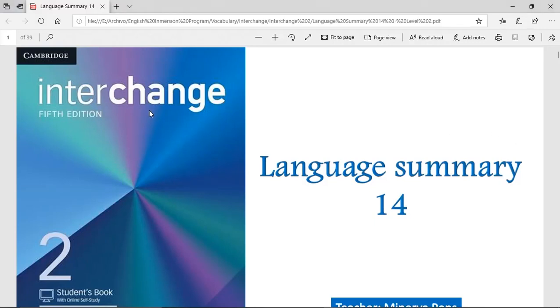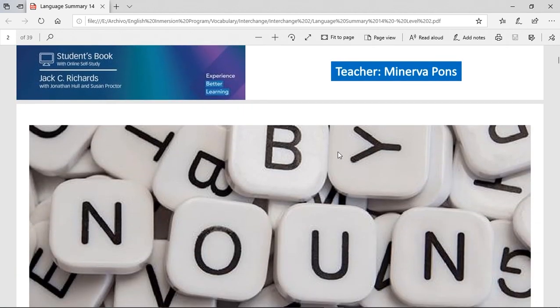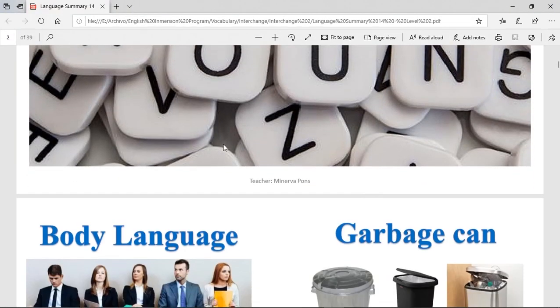Today we're going to be continuing with the Interchange 5th edition level 2, the blue book, and today we're going to start with unit 14. As always, we start with the vocabulary or the language summary for this lesson. So let's jump right in. We're going to start with some nouns.